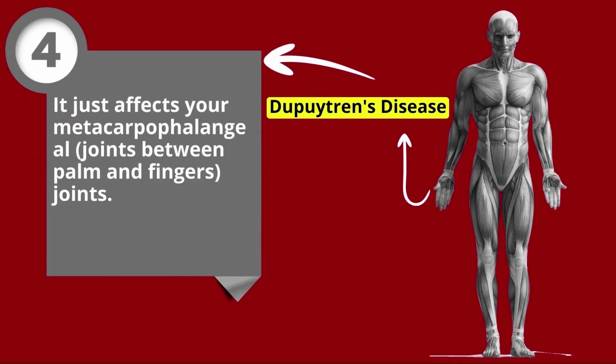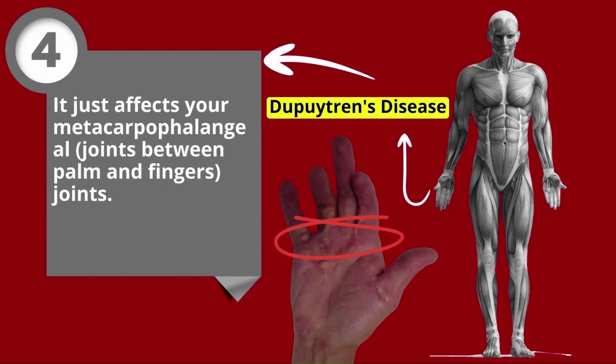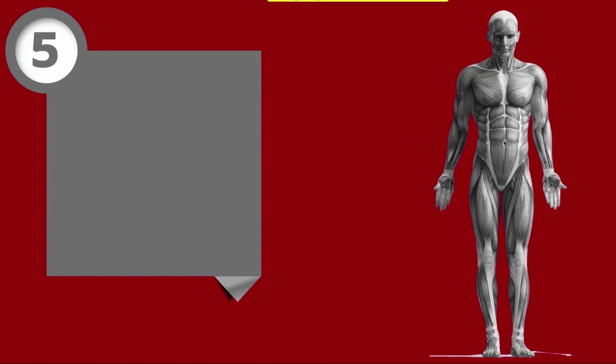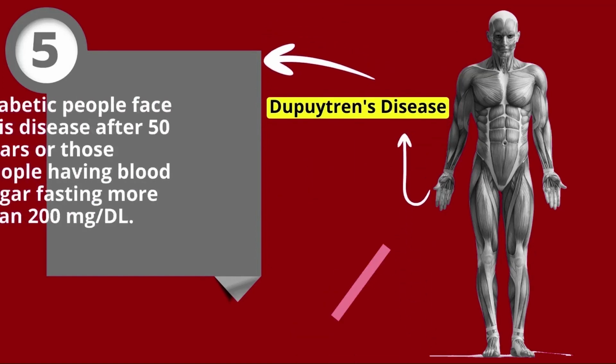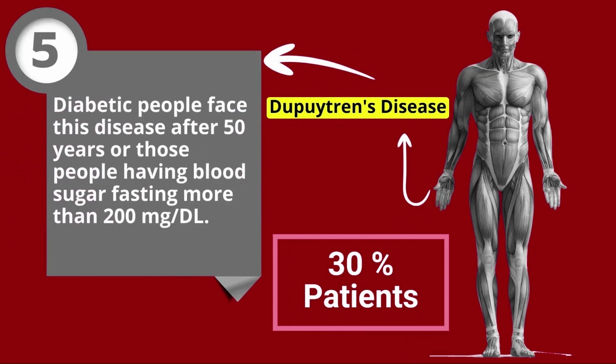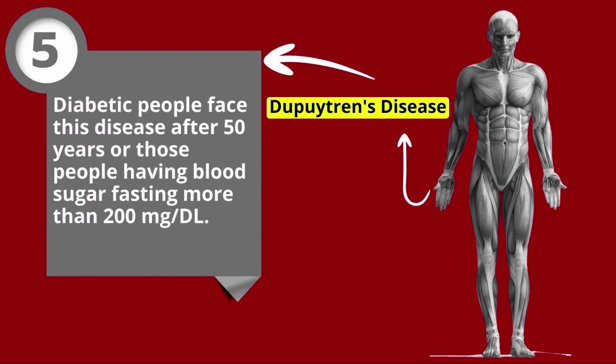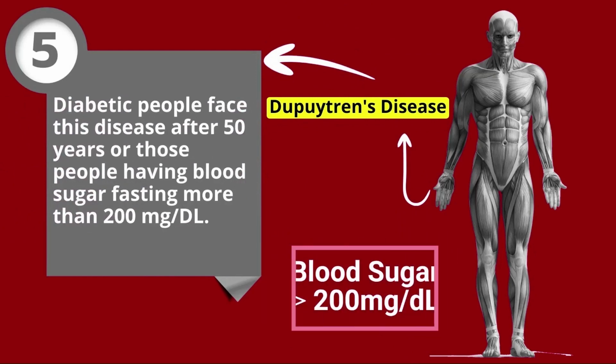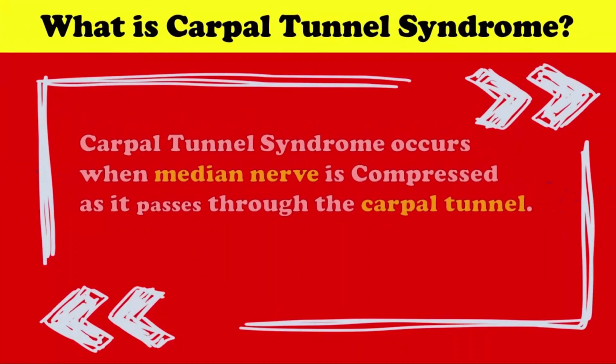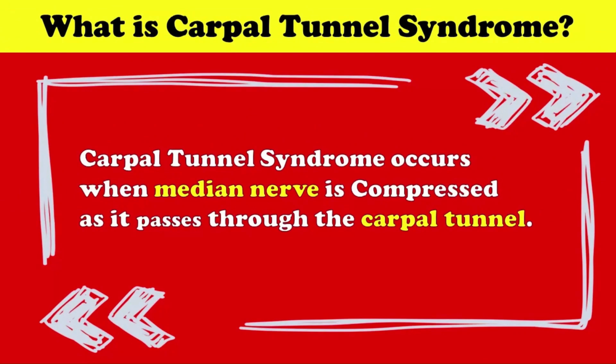And when the fingers become crooked in patients due to this, then the palm and finger joints are affected. Dupuytren is often prominent in diabetic patients, and 30% of patients are those who are over 50 years of age or whose blood sugar level is more than 200 milligrams. This disease is caused by the inflammation of the median nerve between the bones in the wrist.